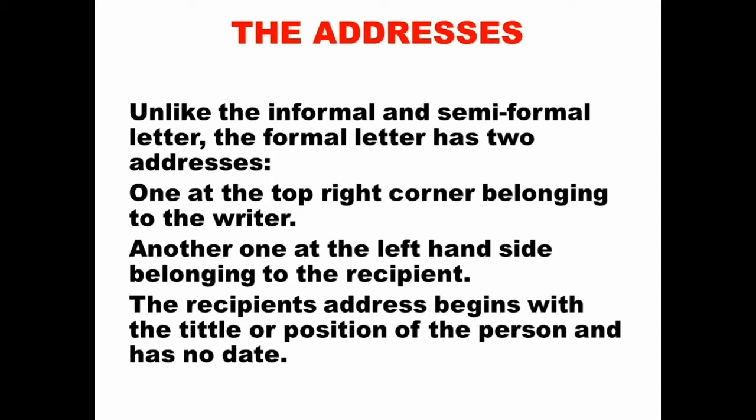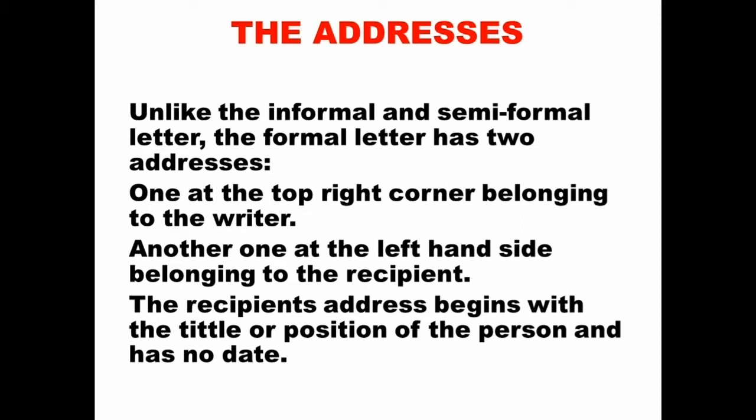Now the recipient address begins with the title or the position of the person and has no date. If you look at the recipient address here, that says the editor. Now this is a newspaper house, for example. But the title of that particular person, the recipient here, is an editor in that newspaper house. So therefore, there is no date in the recipient's address, but there is a date in the sender's address. So you look at this and you realize that these two addresses are not facing one another. One is at the right hand side and the other one is at the left hand side, but they are not facing one another. So it is important to note that the recipient address does not have a date.